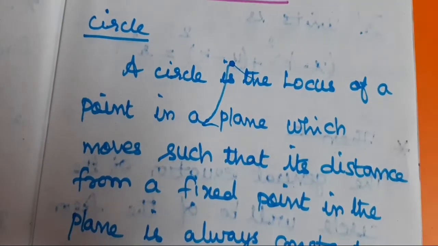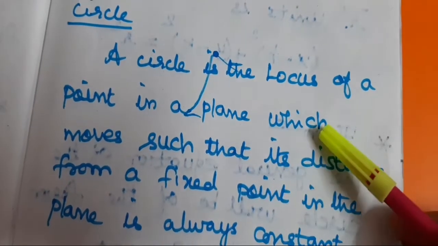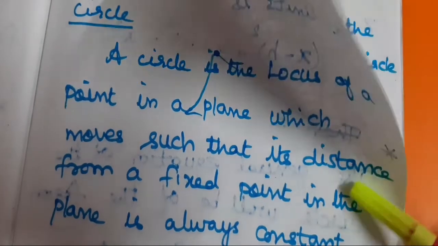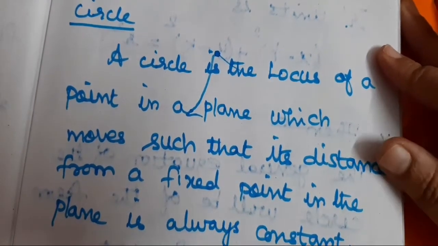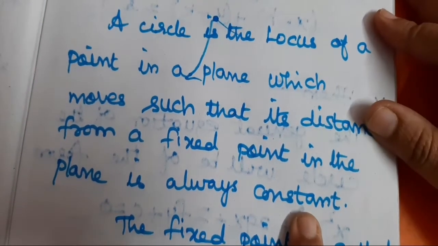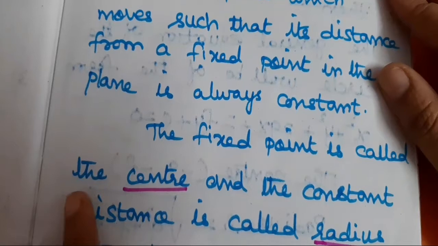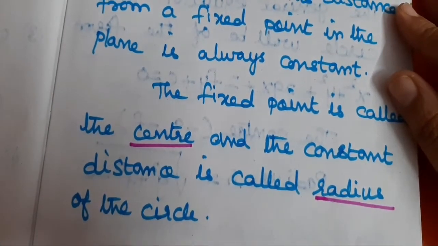The definition of the circle is, it is a locus of a point in a plane which moves such that its distance from a fixed point in the plane is always constant. The fixed point is called the center and the constant distance is known as the radius of the circle.